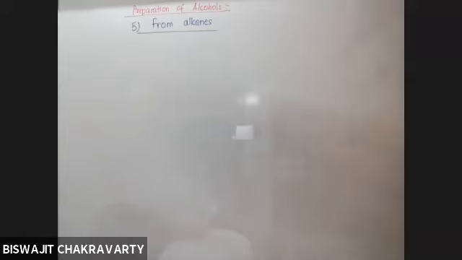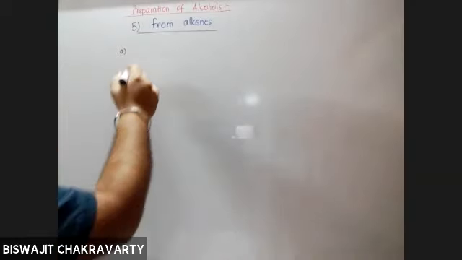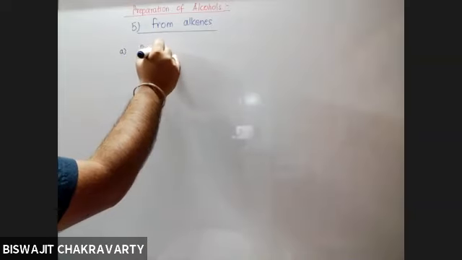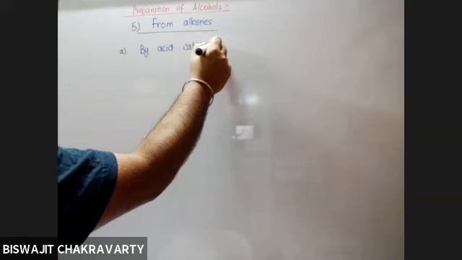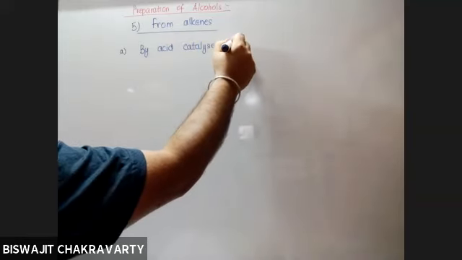Okay. Now, there can be two ways of preparing the alcohols from alkenes. One follows Markovnikov's addition and the other follows anti-Markovnikov's addition. So the one which follows Markovnikov's addition, we first proceed by that. Number A, by acid catalyzed hydration.